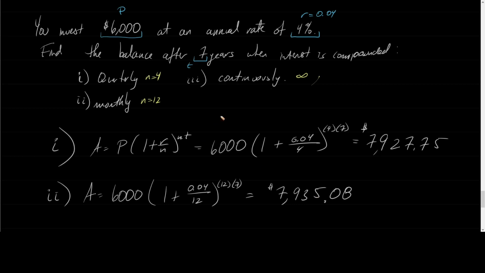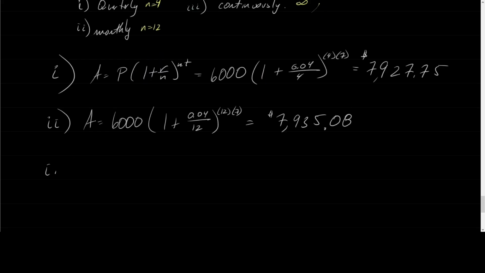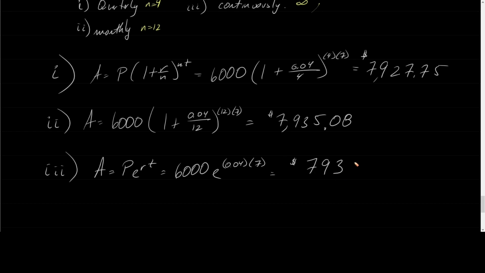Now, let's look at continuous compounding. So essentially, we're compounding infinitely many times per year. Because we're compounding infinitely many times per year, we need to look at a different formula. A equals P E to the R T. And in here, that's going to be just 6,000 times E to the R, the value of R was 0.04, times T, which was 7. So plugging this into the calculator, you get $7,938.78.